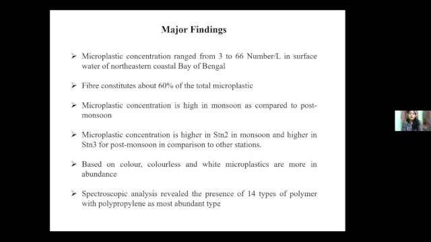The abundance of microplastic was high in station 2 in monsoon. It could be because station 2 was located at the mouth of the creek. On the color basis, we can see that colorless microplastics were in high abundance. And from the micro-Raman or spectroscopic analysis, we encountered 14 different types of polymers, with polypropylene as the most abundant type amongst them.